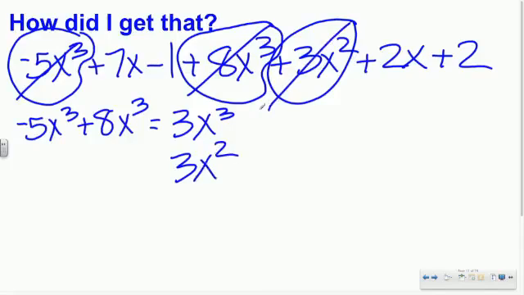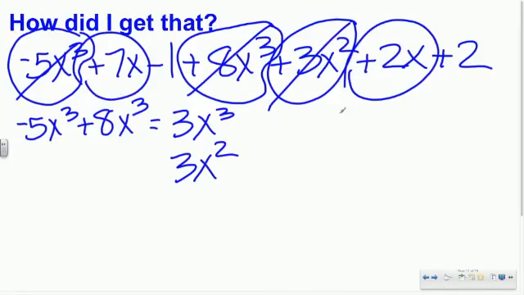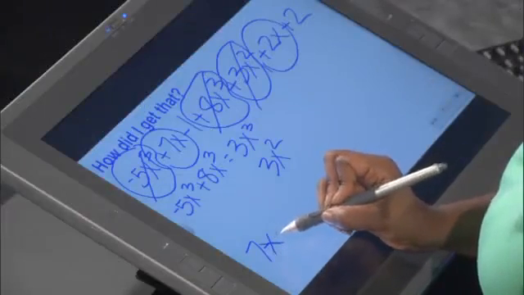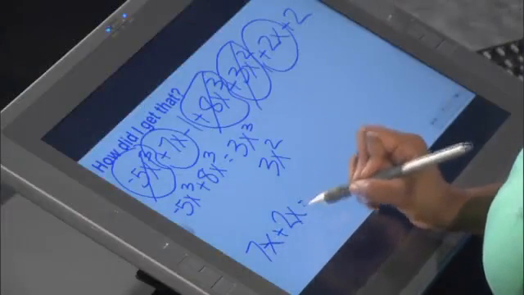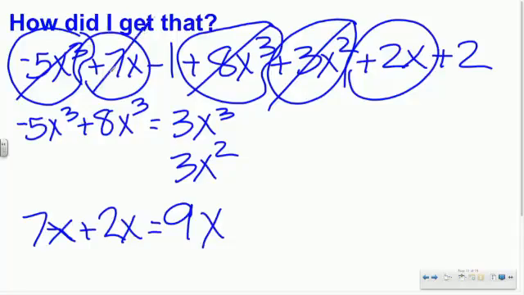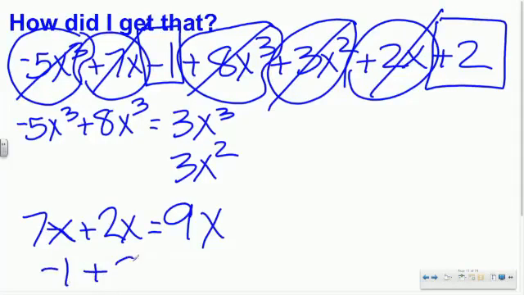Okay. Now I see I have 7x plus 2x, right? So 7x, funky looking x that time, plus 2x. That equals 9x. All right, so I handled that. And then I had two constant terms left. So I have this negative 1 combined with this positive 2. So negative 1 plus 2, that's a positive 1.